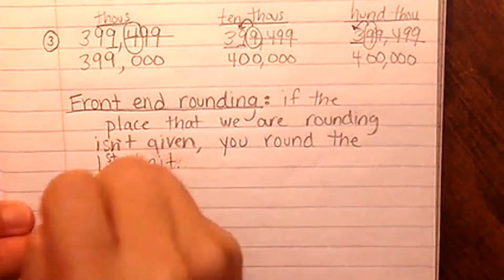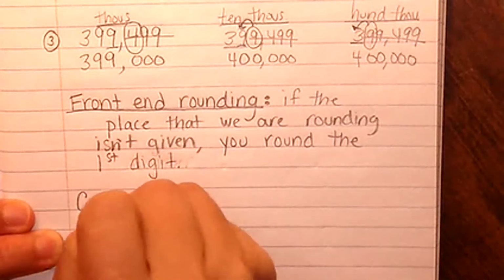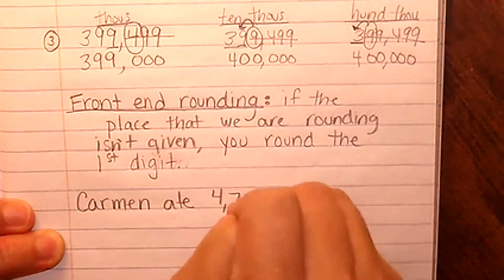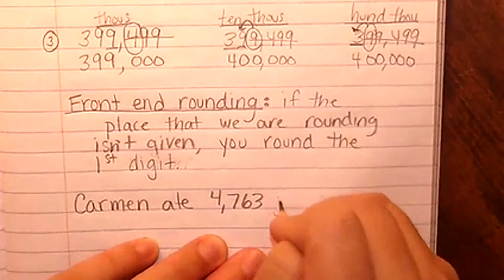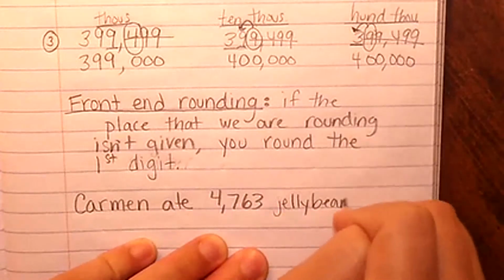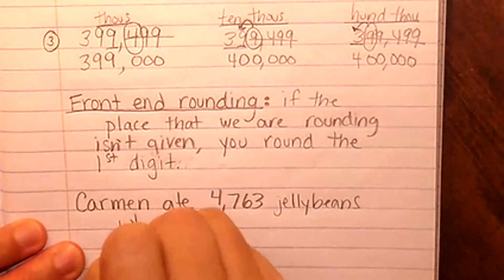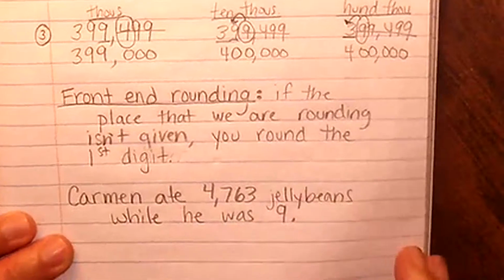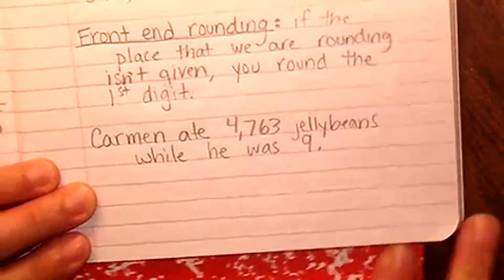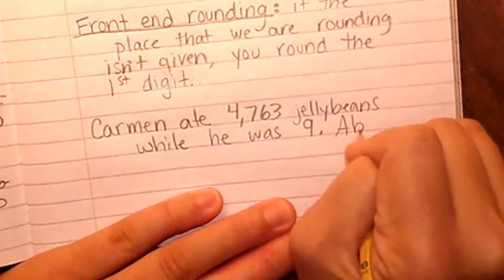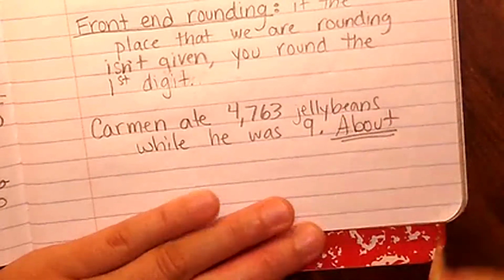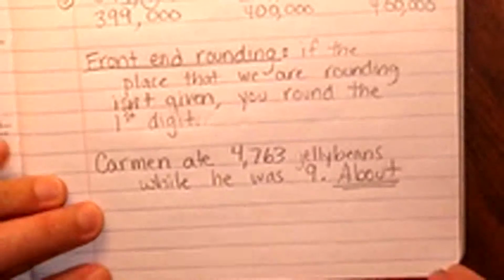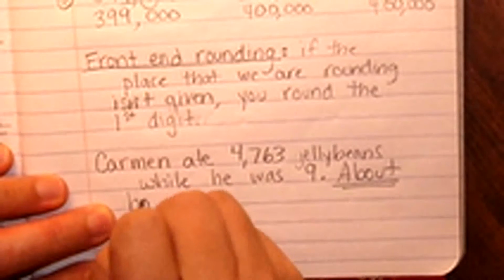If I said Carmen ate 4,763 jelly beans while he was 9. About how many jelly beans did he eat? When you hear the word about, you know you have to round. You have to make an estimate, and a rounding gives you an estimated answer. About how many did he eat?